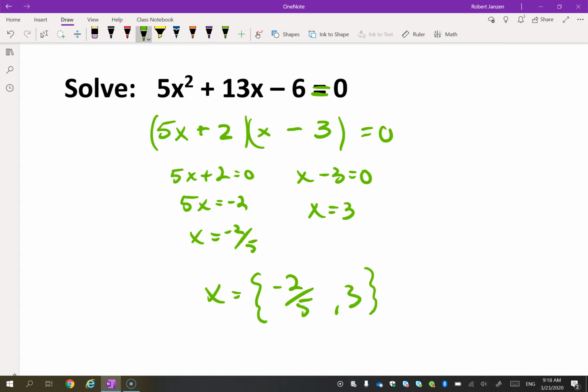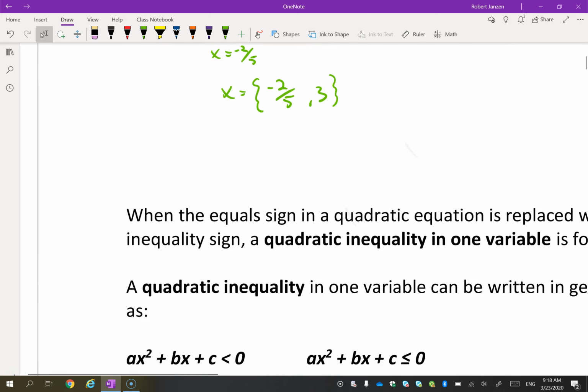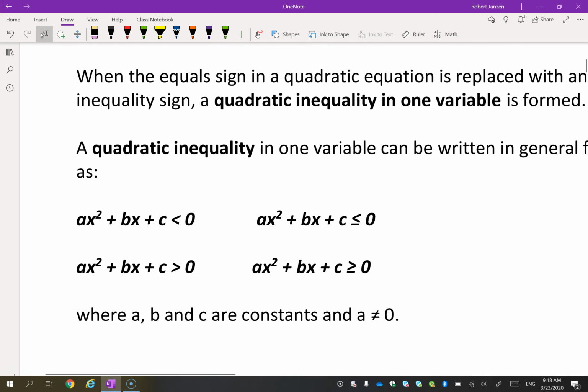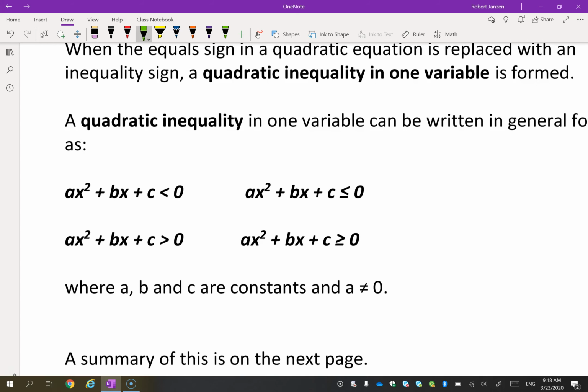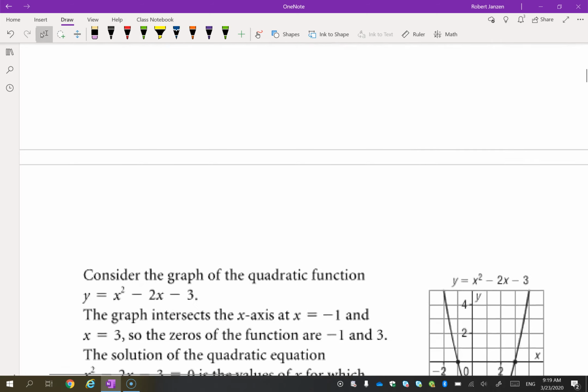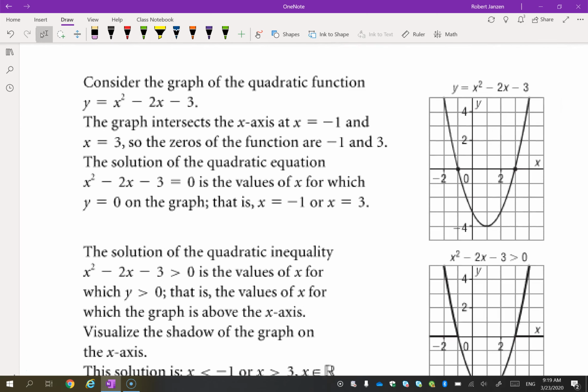You're going to need that skill for this unit, because with inequalities, we're not going to be looking for where it equals 0, we're going to be looking for where it's less than or greater than 0. And the zeros are a good place to start. So let's take a look at what we're talking about here. A quadratic inequality: either less than or greater than, less than or equal to, greater than or equal to. In each case, we want to find out what are the values of x that make the statement true. So a quick little explanation of what this is asking.